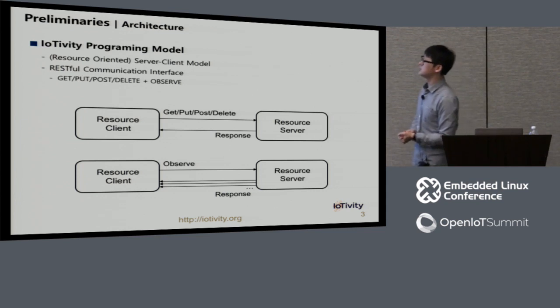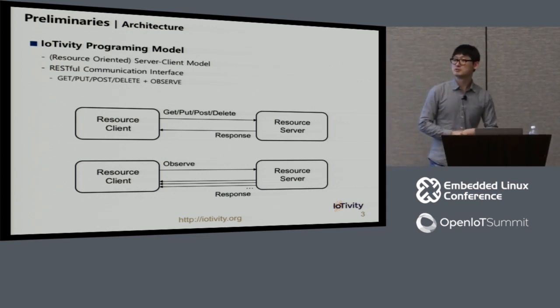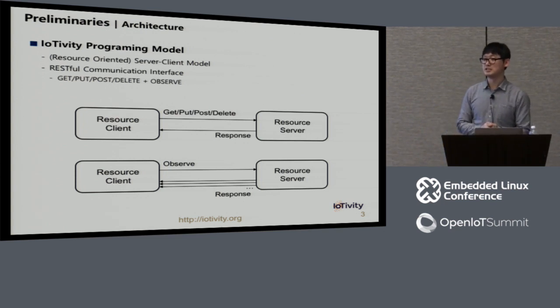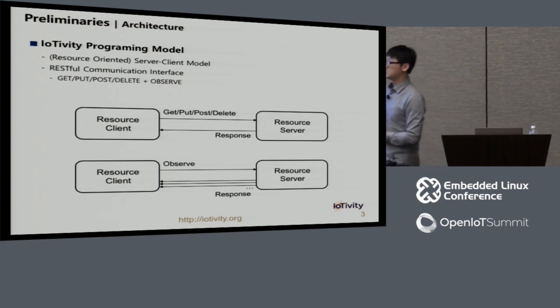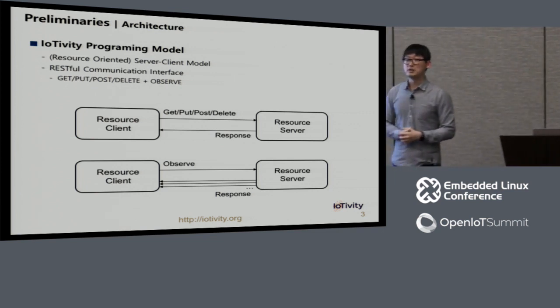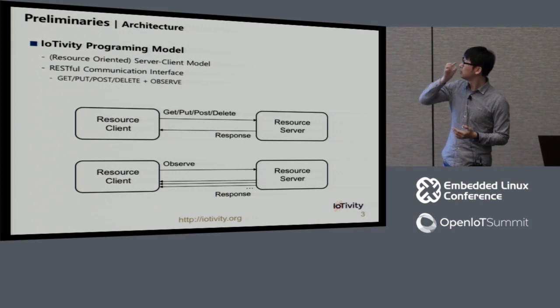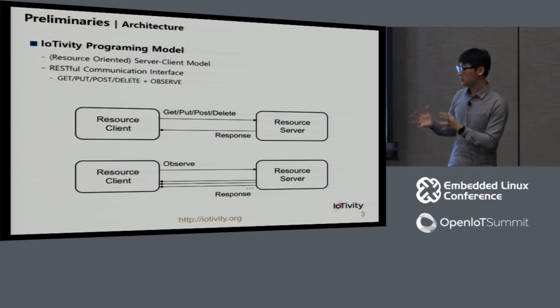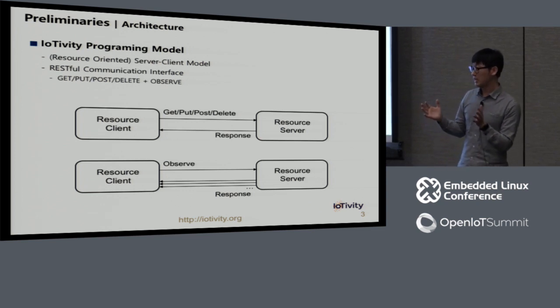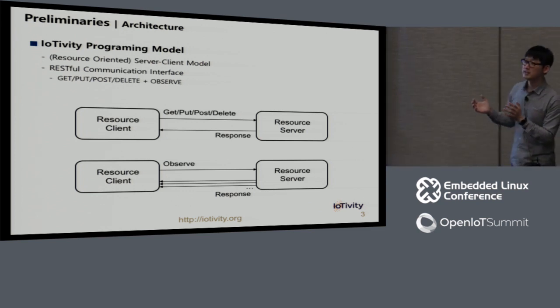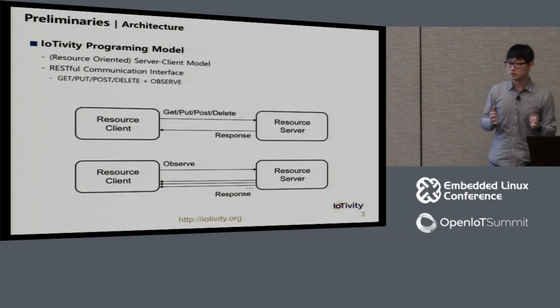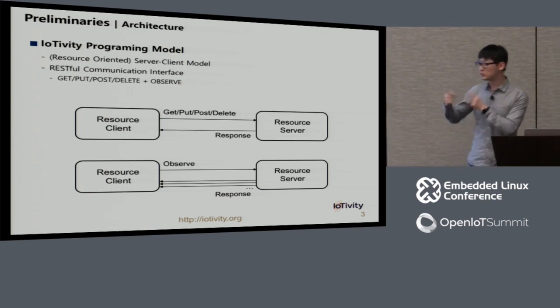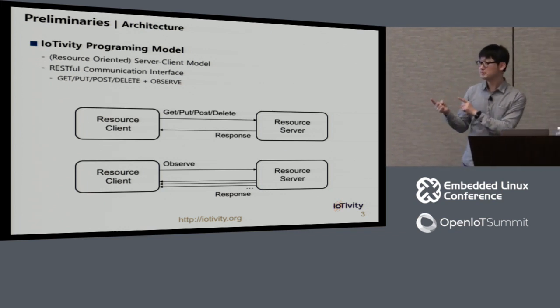Okay, this is the preliminaries. I think you might already have been explained about the programming model of the IoTivity in the morning and the afternoon as well. So let me give you a brief explanation about the programming model of the IoTivity. IoTivity supports a resource-oriented server-client model, meaning the resource server has a lot of resources, and the client can discover resources on the network and use those resources in order to communicate with the server.